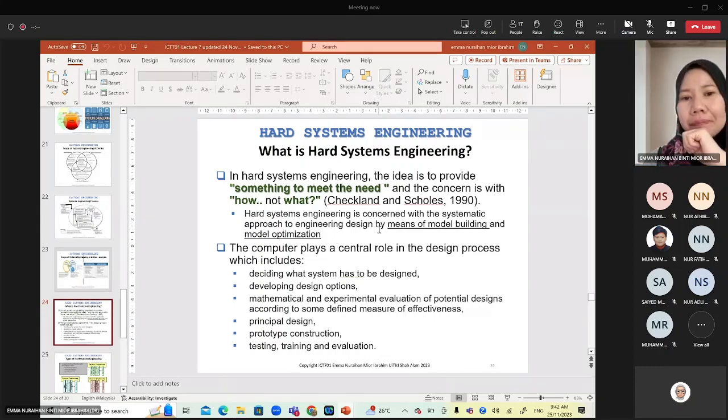Something to meet the needs. How, not what. So system engineering ni lebih kepada how you are going to do it. Okay, and also how you want to deliver, how you want to do it. Okay, mesti ada management. So kalau kita kata system development, you are the best practices, okay, all those ISO and everything, that is also part of hard system engineering. Yeah, deciding what system has to be designed, developing design options, mathematical modeling, yes, sebab logic, principle design, prototype construction, testing, training, and evaluation. I think these are things that you are doing right now, okay.